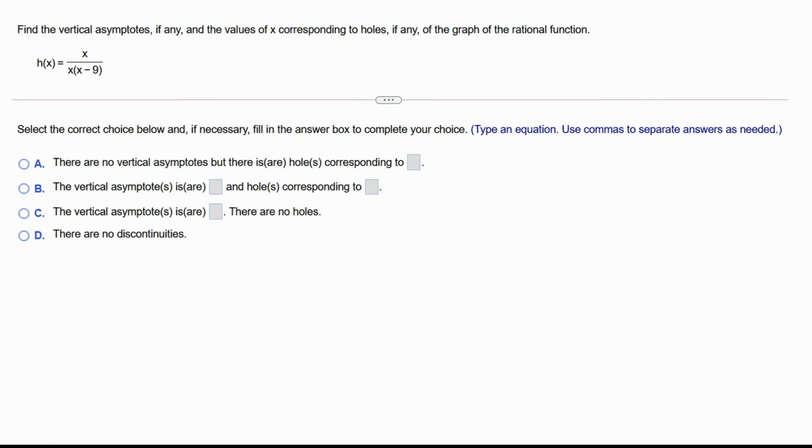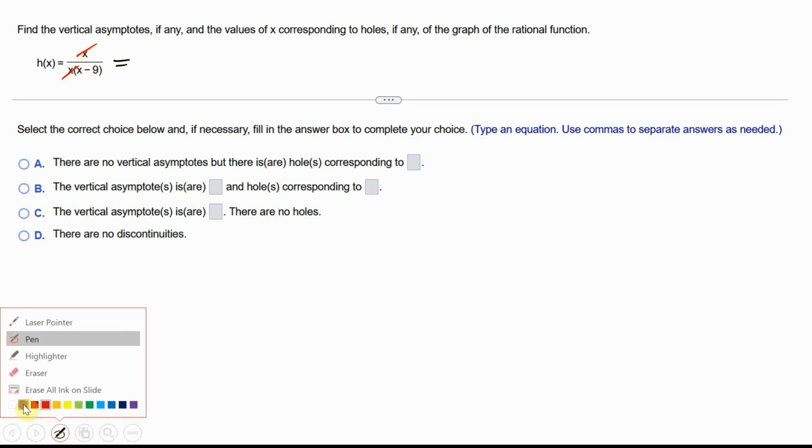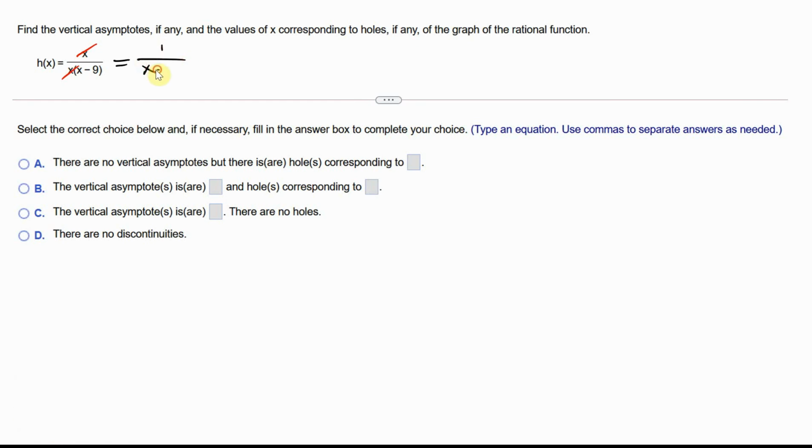Find the vertical asymptotes here, but be careful, right? Because notice that I can cancel out an x. This is x divided by x. So all I have left is just 1 over x minus 9. So I only have one vertical asymptote. That's x equal to 9. The hole that I got rid of was at x equal to 0, but we got rid of it. So the vertical asymptote is x equal to 9, and the hole corresponds to x equal to 0 that we divided out.